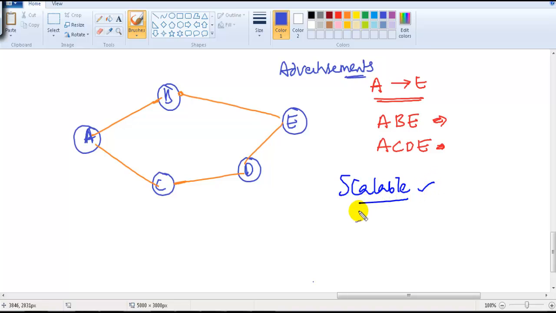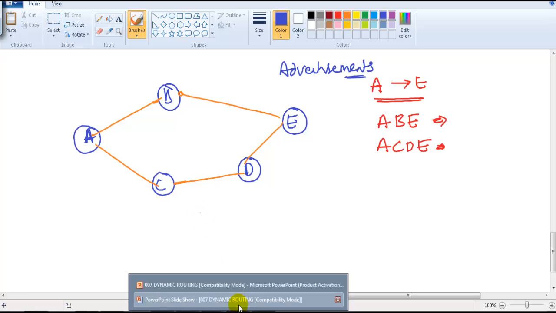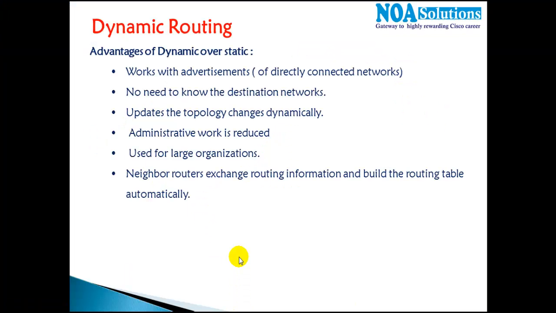So if you're running a very big network, we don't need to bother about the destination network, because I'm going to learn about those destination networks automatically through advertisements. I don't need to bother about how many possible routes there are and what the next hop is, because automatically I'm receiving the network information from the neighbors. So that makes dynamic routing more scalable and more commonly used when you compare it with static routing.